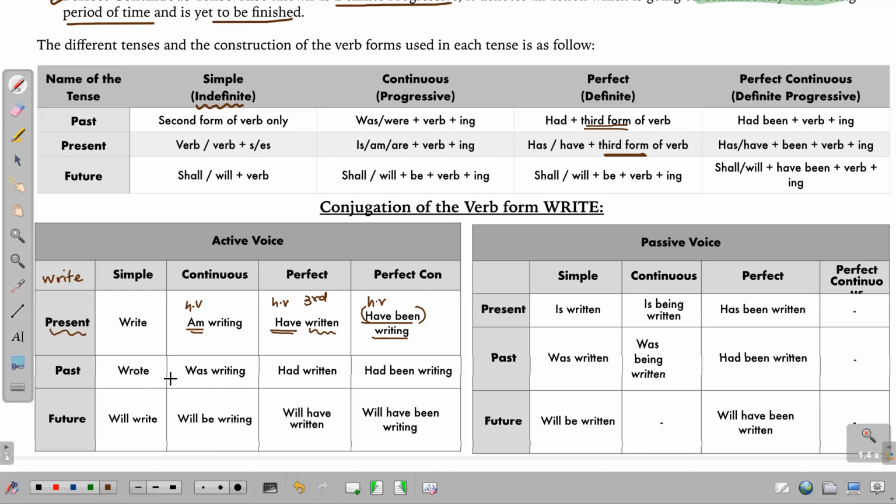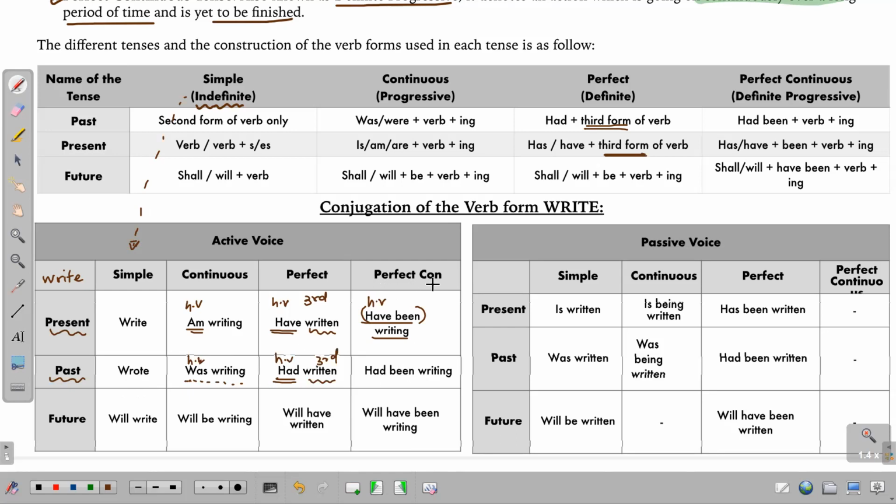Let's look at the past. I wrote a book. So I wrote it. When I wrote it, there is an indefinite timeline that I need to associate. So I don't need to give you a time. When I say I wrote a book, I played matches and so on and so forth. I was writing a book. There is a continuous form with a helping verb. And then I had written, again with a helping verb, but then the third form of the verb for perfects.